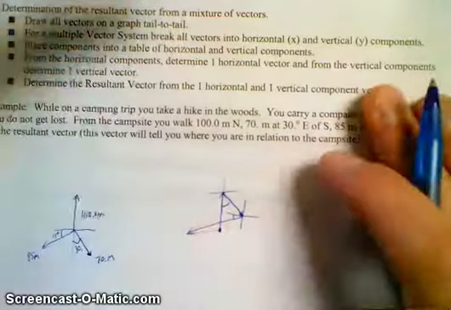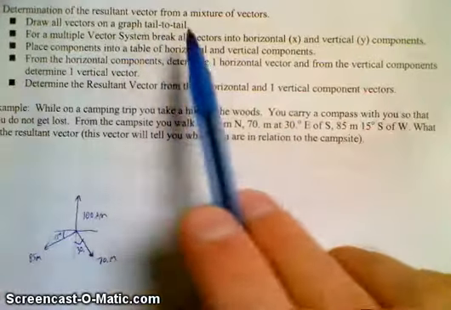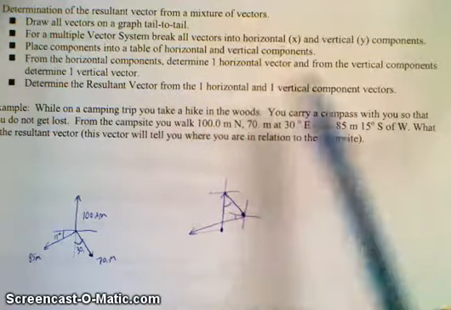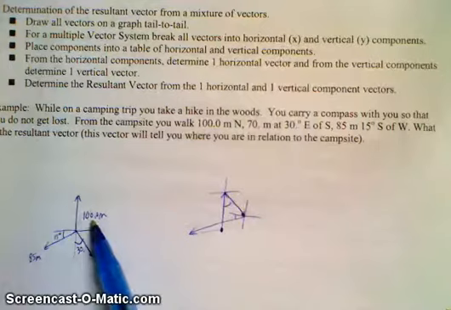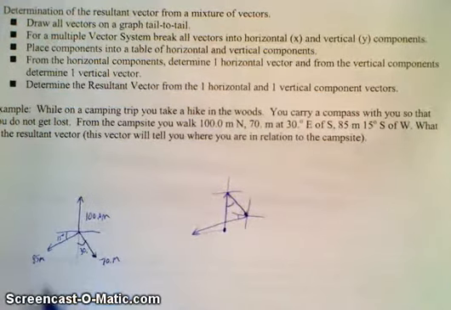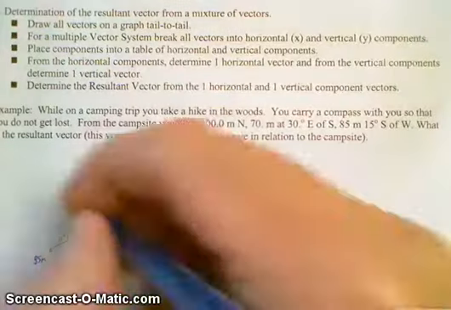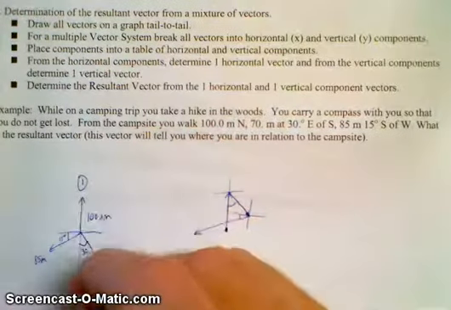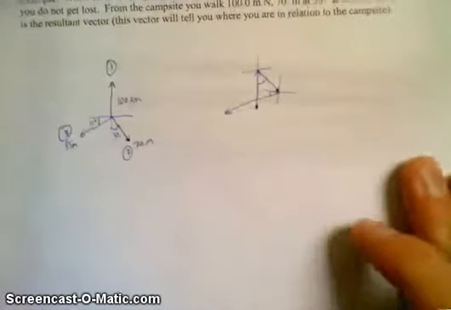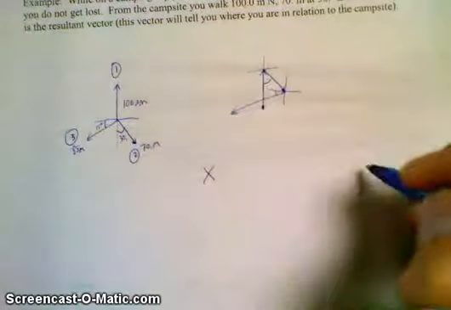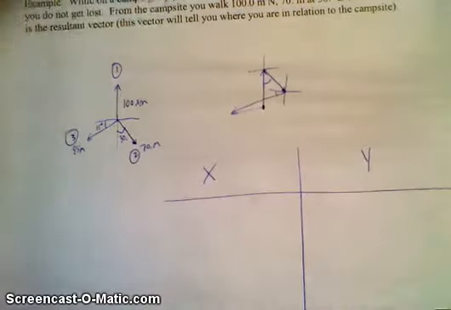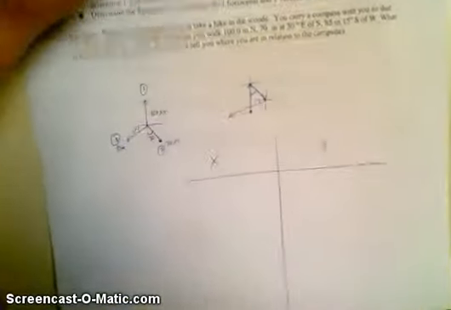So the first thing that I want to do, if I look up above, is draw all the vectors in a graph tail to tail. Done. For a multiple vector system, break all vectors into horizontal and vertical components. So this one only has a vertical component, so that one's easy. And then these two I need to break into horizontal and vertical components. So I'm going to number my vectors just so it's easy for me. 1, 2, and 3. I'm going to set up a grid system. So I have an X and a Y. Separate those out. And I'll show you kind of the expanded view of what I'm doing.